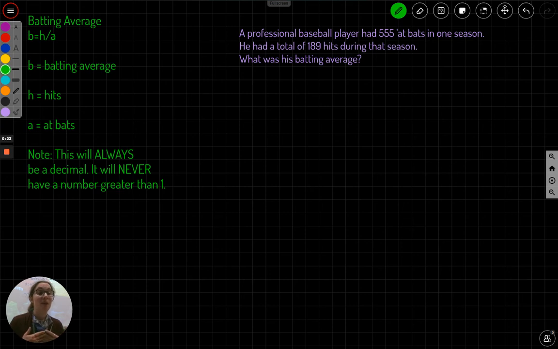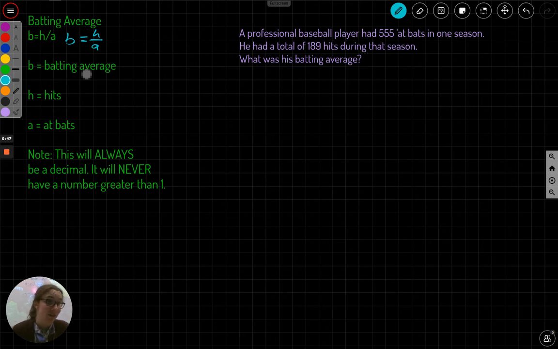How accurately can they hit? What percent of the time do they hit the ball? So the formula for batting average is B equals H over A. This is divide by, in case you have forgotten what the slash means. Another way to write this would be as a fraction. B equals H over A, or H divided by A.